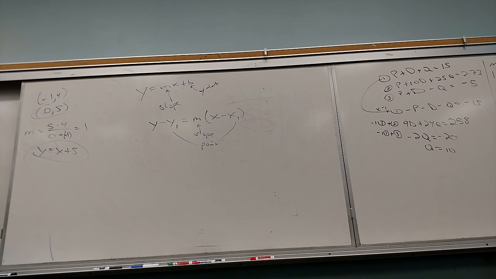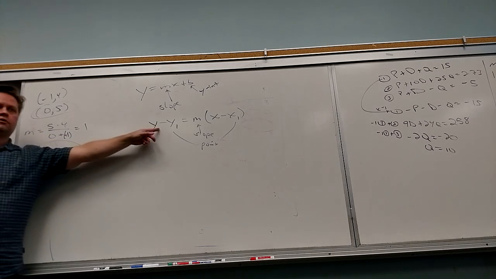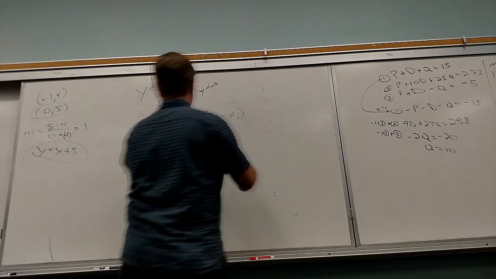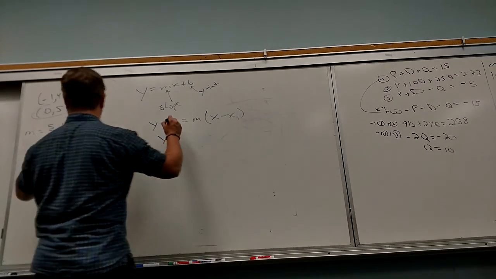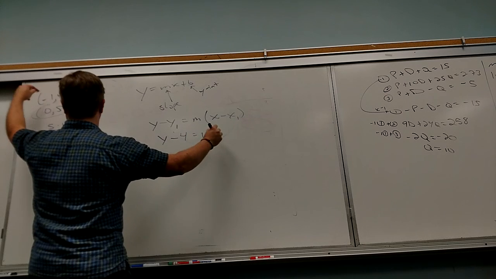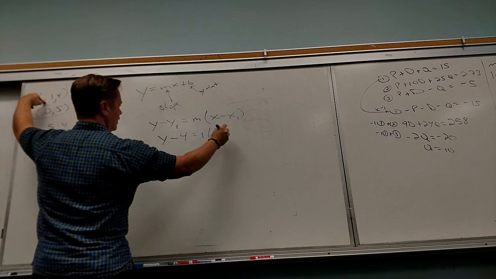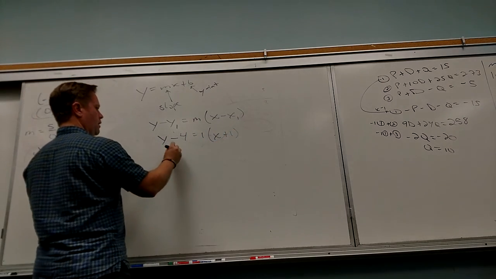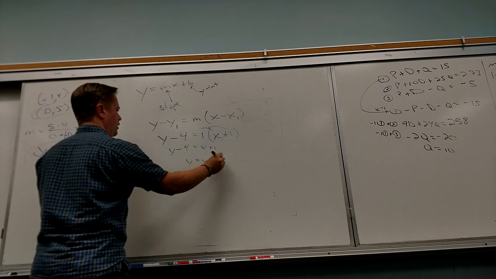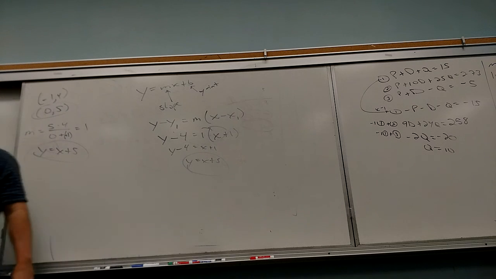You guys all right? What's up? Would it be wrong to use this one? No. You just come out with the same answer. Let's try it. Just a longer process. So y minus, let's do this guy, y minus the y piece equals m times x minus negative 1. Y minus 4 equals x plus 1. Add the 4, you get x plus 5. Of course you do.